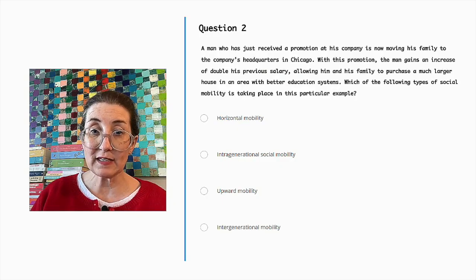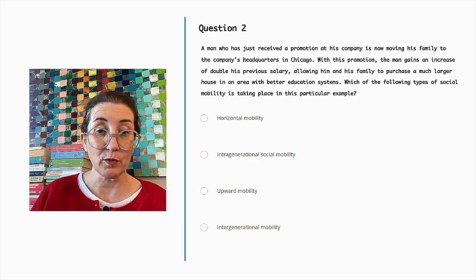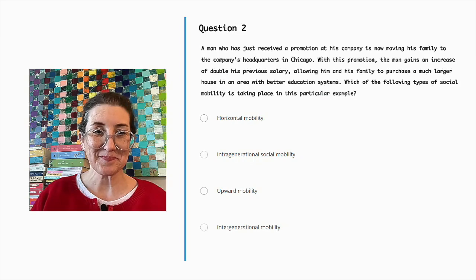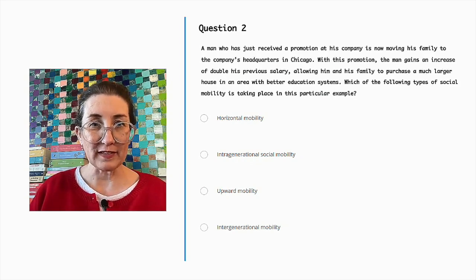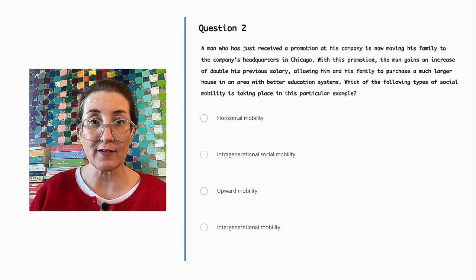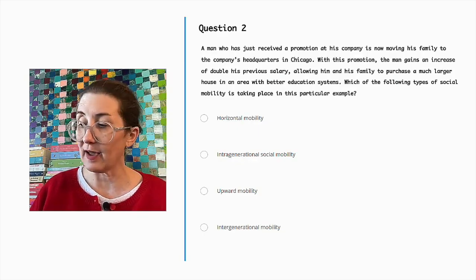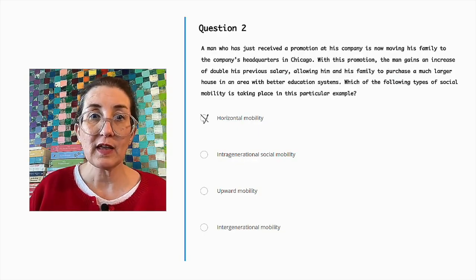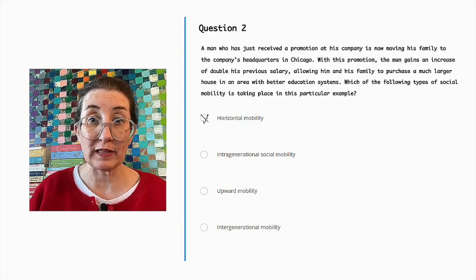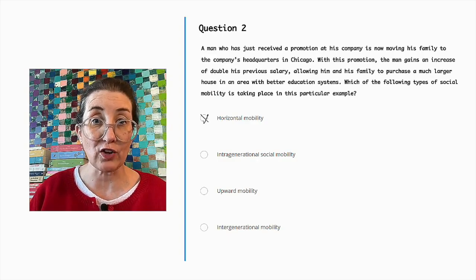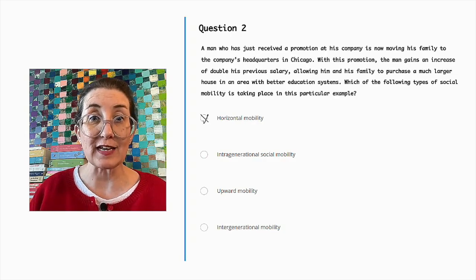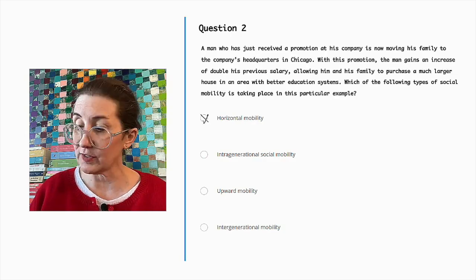Horizontal mobility, intragenerational social mobility, upward mobility, or intergenerational mobility. Horizontal mobility refers to a change in position at the same social level, which does not apply here. Intergenerational mobility refers to changes in social status across generations, not within a single individual's lifetime.